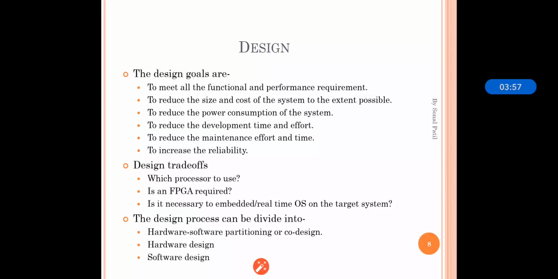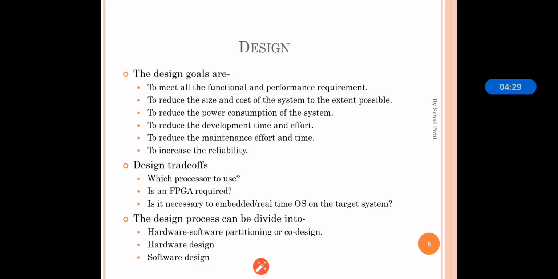Now the next is design trade-offs, meaning which processor we are going to use. We know that the processors mainly used are the microprocessor, the microcontroller, and the digital signal processor. According to the requirement you have, the processor is chosen from the microprocessor, microcontroller, and the DSP. So the design trade-off contains which of these three processors we are going to use for our system.